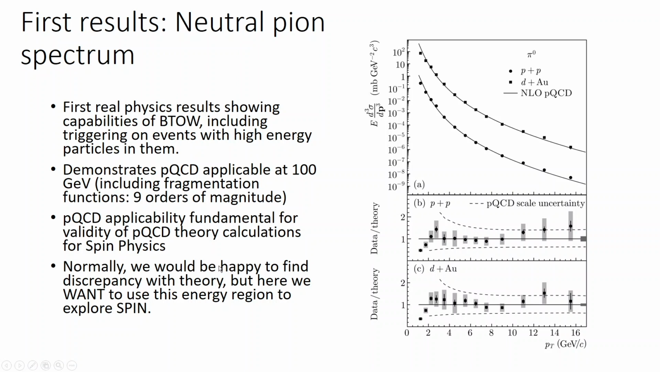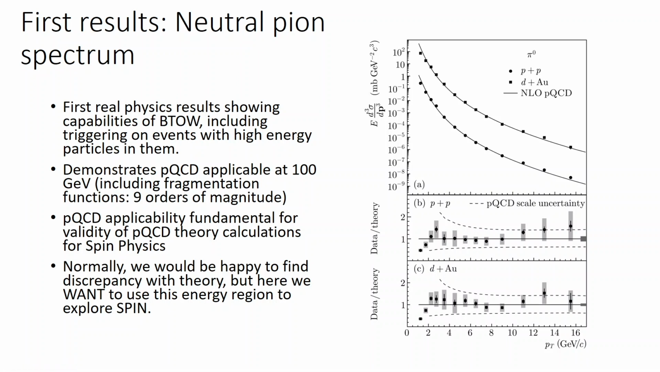The physics results are shown here. The reason this result is extremely important is that one of the goals of STAR and RHIC is the investigation of spin effects, especially in polarized proton-proton collisions. To this end, we would like to compare our results to those within a framework whose reliability we can trust. Here we see that perturbative QCD, the line with the error bars, describes neutral pion production over 9 orders of magnitude, even at a collision energy of 100 GeV.